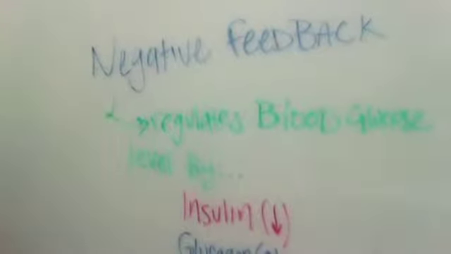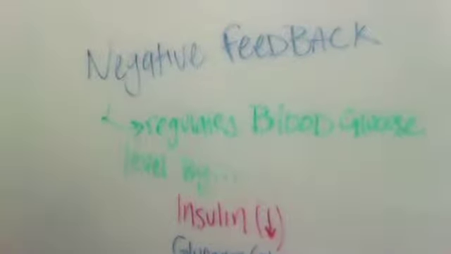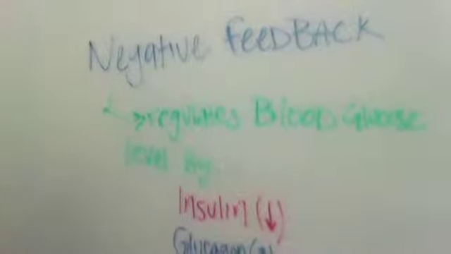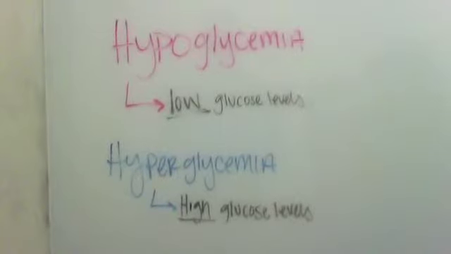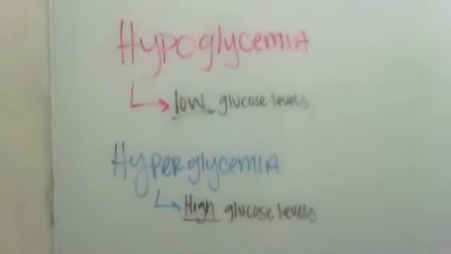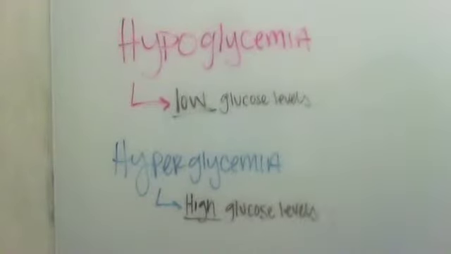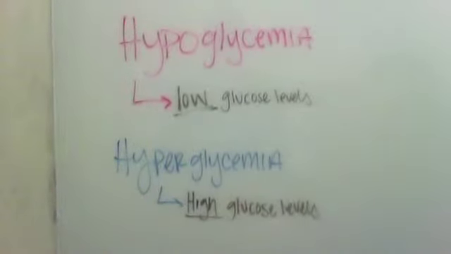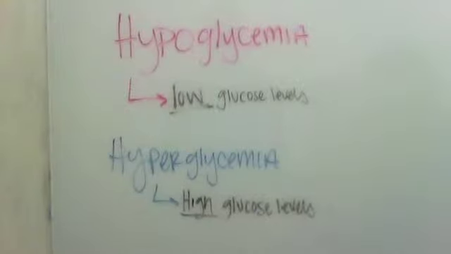Negative feedback regulates blood glucose levels by stimulating the release of insulin and glucagon. Hypoglycemia is the presence of an abnormally low glucose level in the bloodstream, whereas hyperglycemia is the presence of an abnormally high glucose level in the blood.